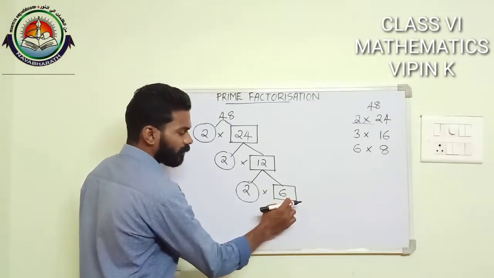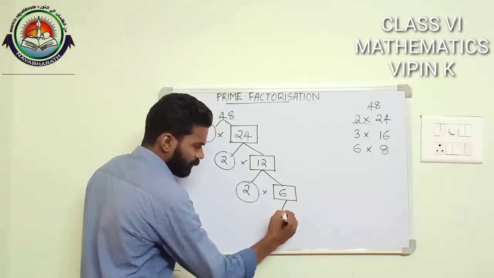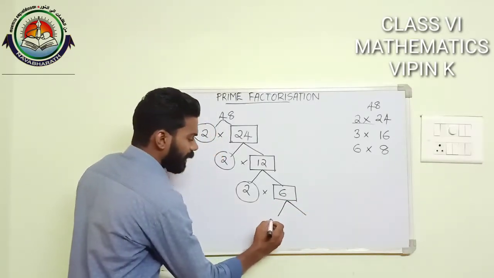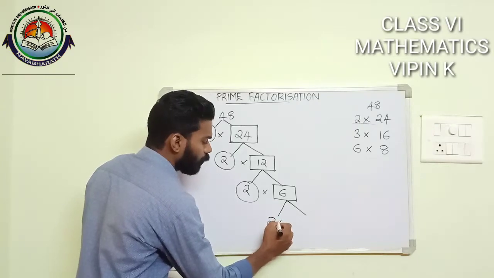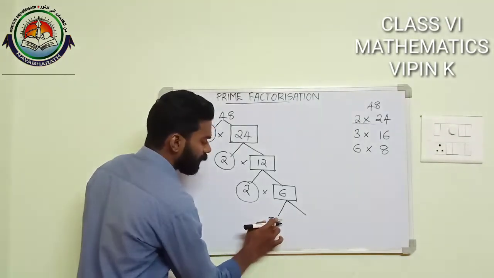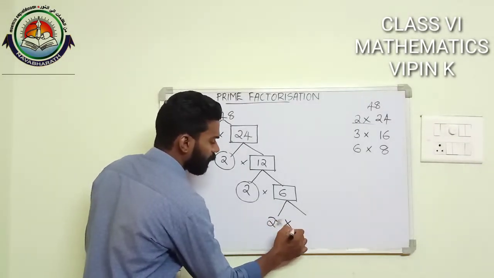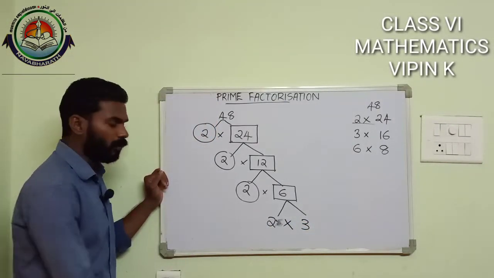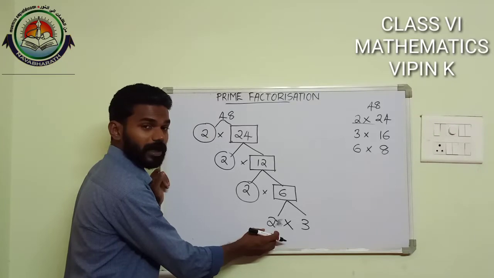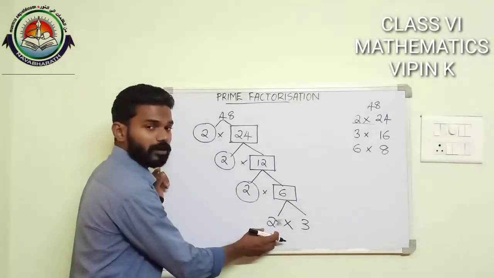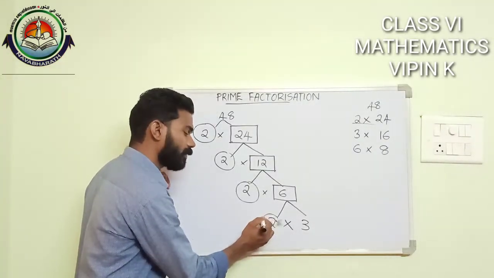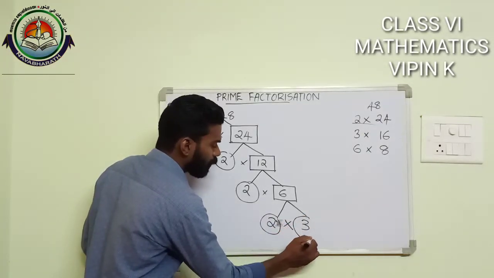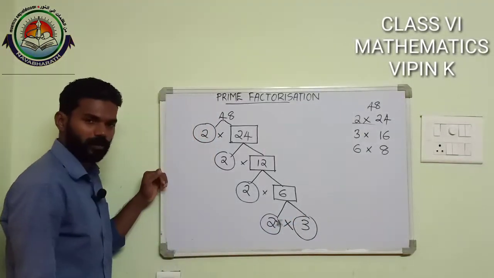Again, you can further divide this 6 also. How can you write 6 factorized? It can be factorized as 2 into 3. Okay, 6 can be factorized as 2 into 3. Now, tell me whether 2 is a prime number or a composite number. It is a prime, so it can be just rounded. 3 is also a prime number. Again, it can also be rounded.